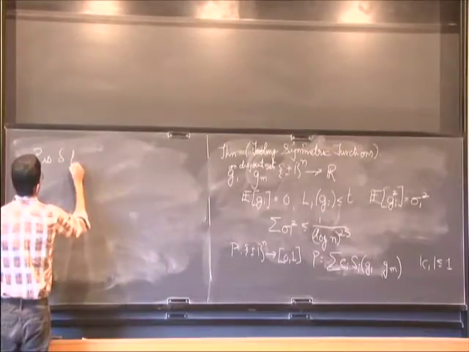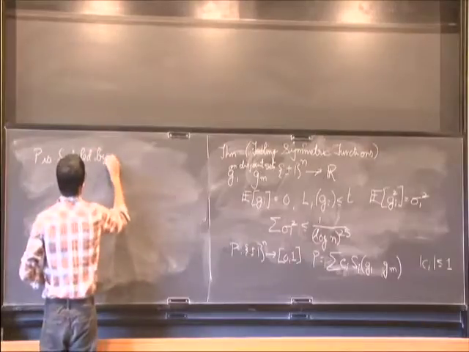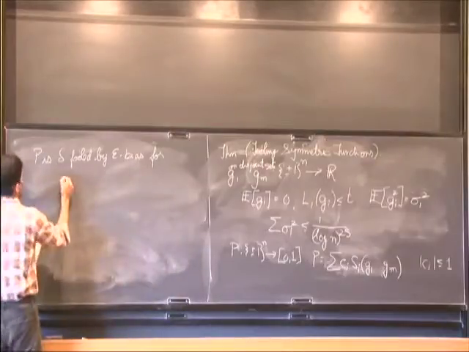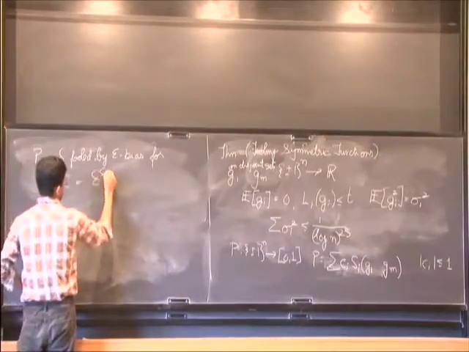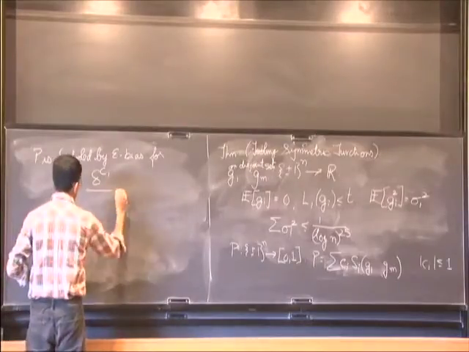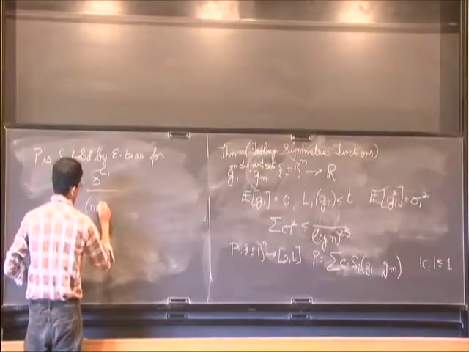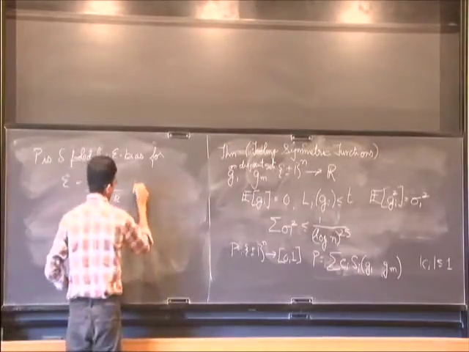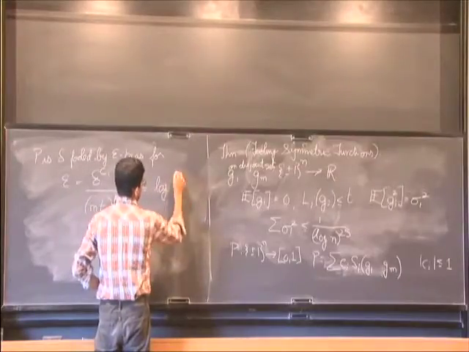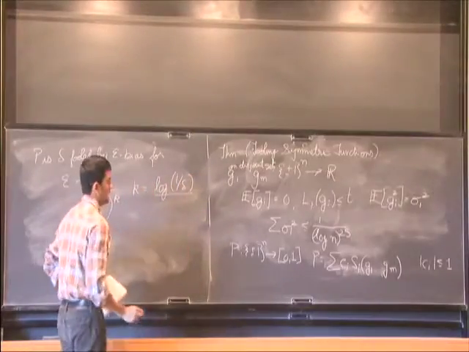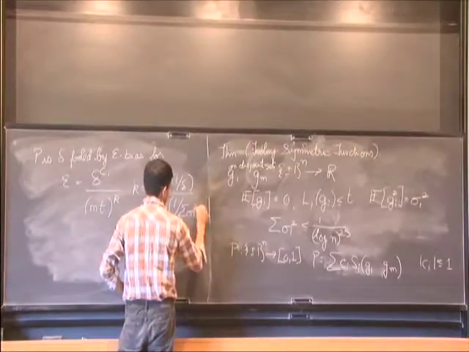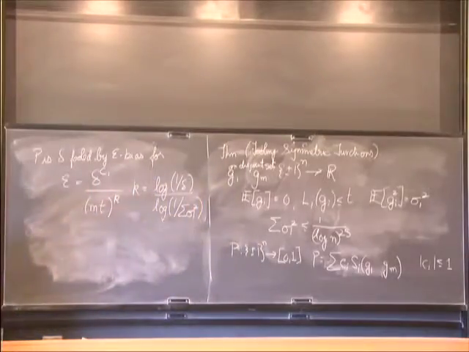Then P is delta fooled by epsilon bias for epsilon, which is delta raised to some constant C1 divided by mt raised to some exponent k. What is this exponent k? It is something like log 1 over delta divided by log of 1 over summation sigma I squared. It's quite a mouthful, right? There's a whole lot of parameters floating around.